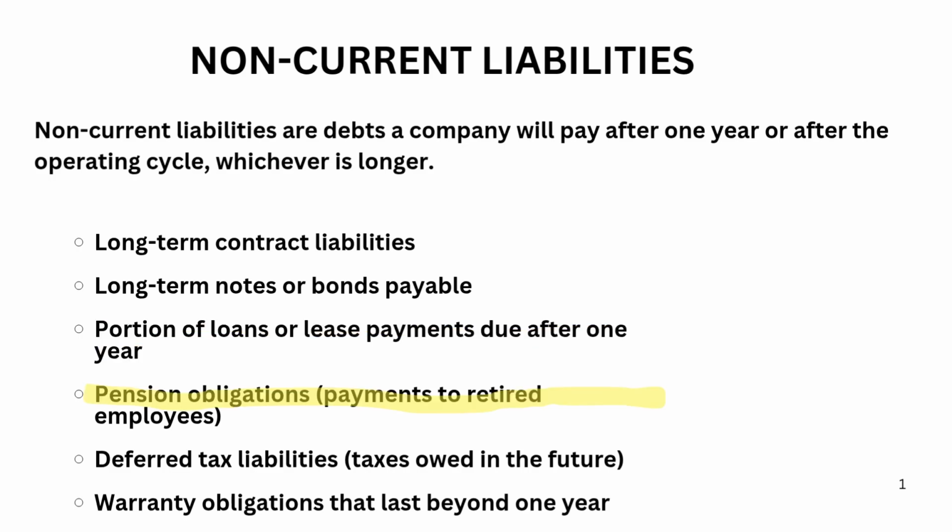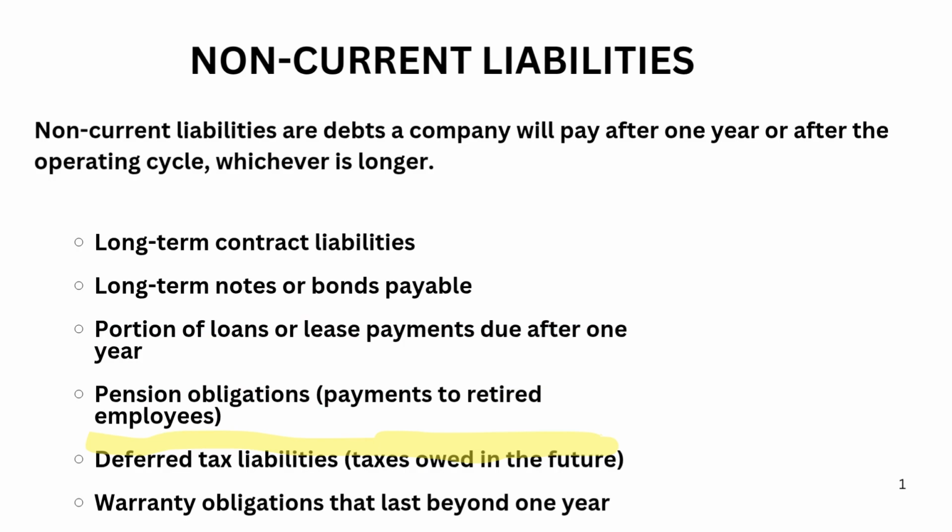4. Pension obligations. These are amounts the company must pay to retired employees over time. Example: a manufacturing company with long-term commitments to pay monthly pension to former workers. This becomes a non-current liability.